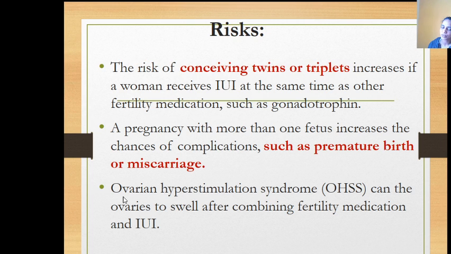One more, as we have seen in IVF, is ovarian hyperstimulation syndrome, OHSS, which can also be one of the conditions where the ovaries swell after combining fertility medication plus IUI. So, triplets or ovarian hyperstimulation syndrome. This will usually be characterized by mild pain in the beginning, but after conception the pain might be chronic too, and it might continue for a few more weeks.